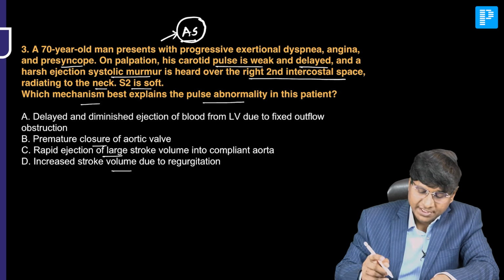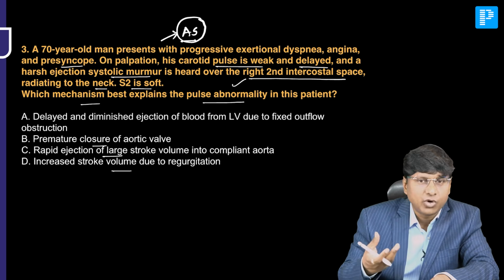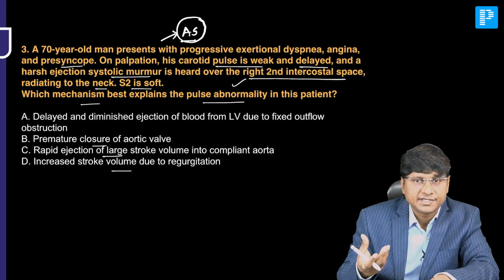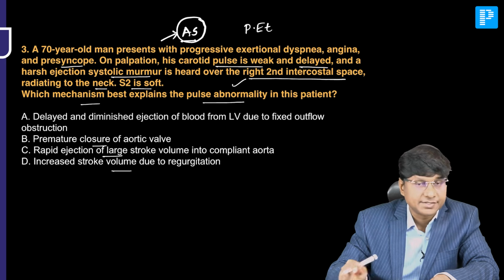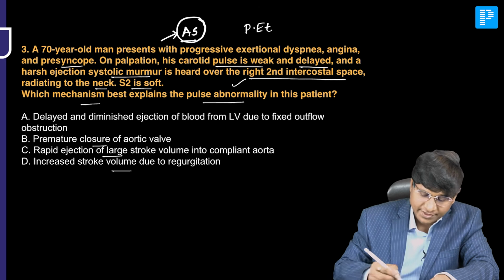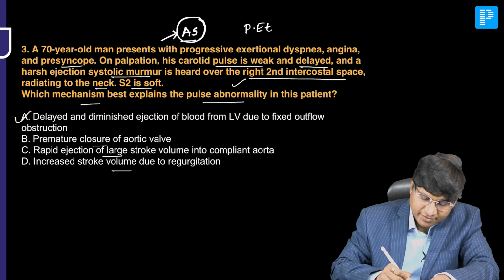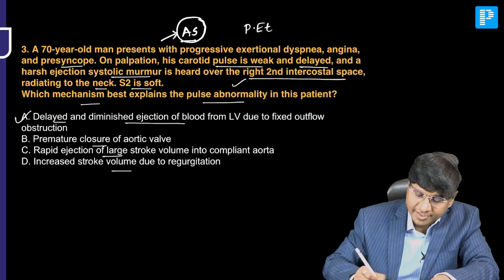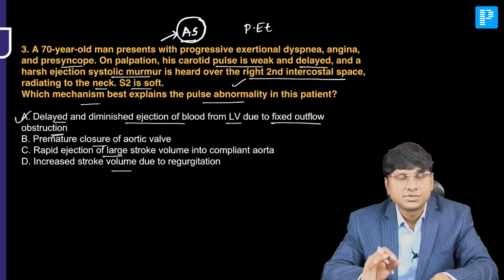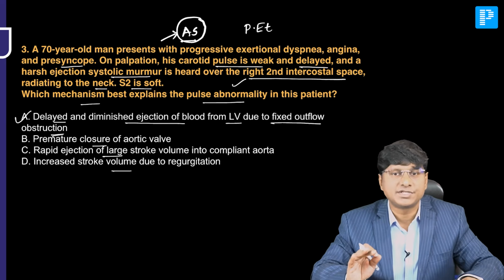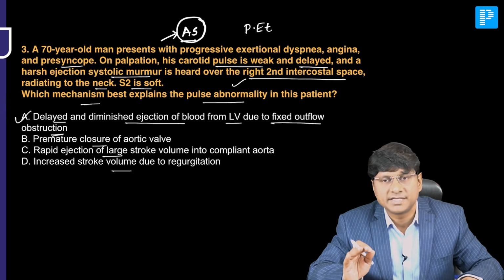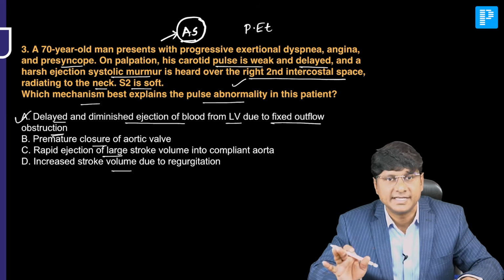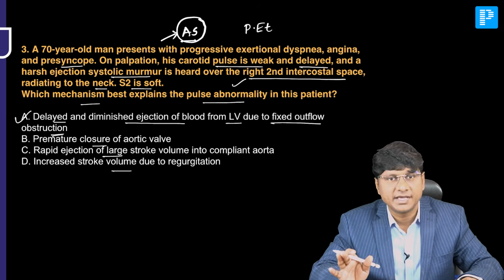So in case of aortic stenosis, what is the reason for this particular characteristic pulse? This characteristic pulse is called the pulsus parvus et tardus. That is a characteristic pulse in case of AS. In AS, there will be delayed and diminished ejection of blood from the left ventricle due to fixed outflow obstruction. So this is the mechanism of aortic stenosis causing the harsh ejection systolic murmur, as well as the carotid pulse being weak and delayed. So the answer is A in this question, right?